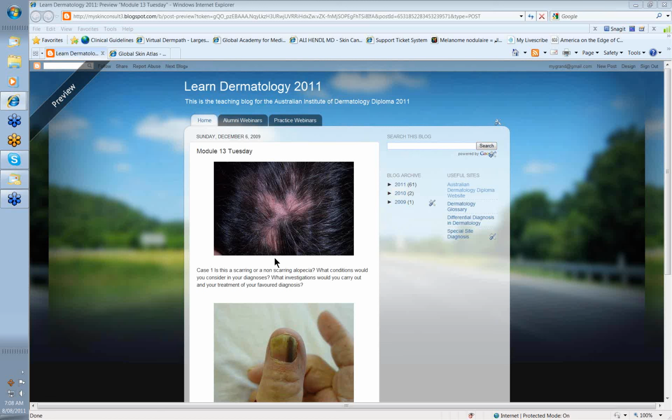You may read about pseudopelade of Brocq, B-R-O-C-Q. I think he's probably another Frenchman. But again, this is just an end stage of lichen planopilaris or discoid lupus, when all the inflammation's gone and you're just left with these white scarred areas. Remember, alopecia areata does not give scarring. You may have complete hair loss there, but if you look in, you'll still see the openings of the follicles there. That's the big difference. That's why you've got to look for that in any area of hair loss. If the follicle openings are still there, it's not a scarring alopecia.